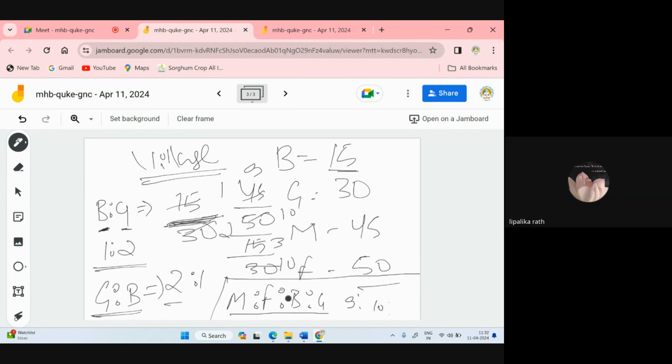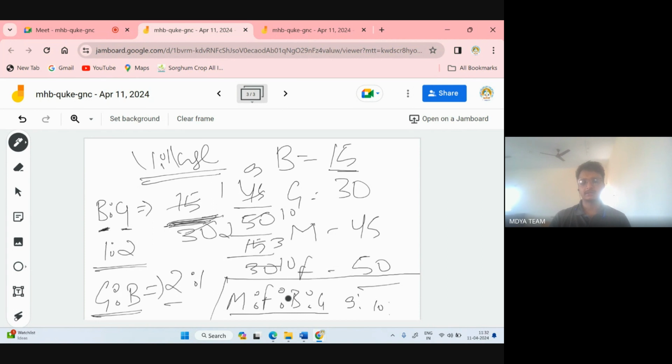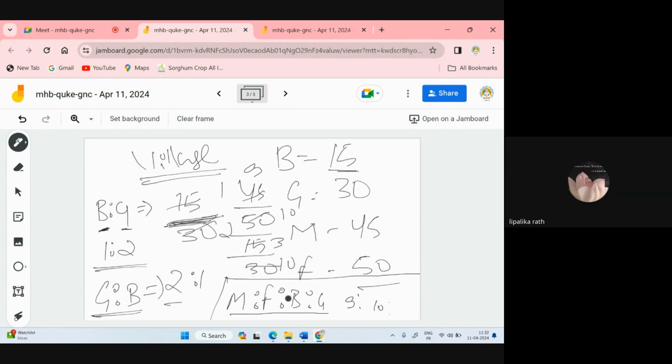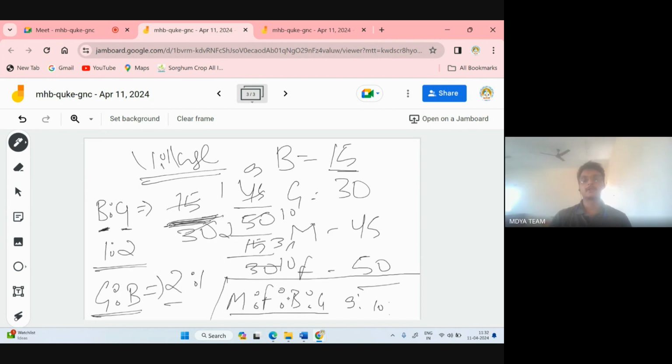Okay, I think we made some mistake. Boys 15, girls 30, so it will be 6, sorry. 9 ratio 10 ratio 3 ratio 6. So, understood the concept of ratio, how to write in the form of ratio? Any problem with this?